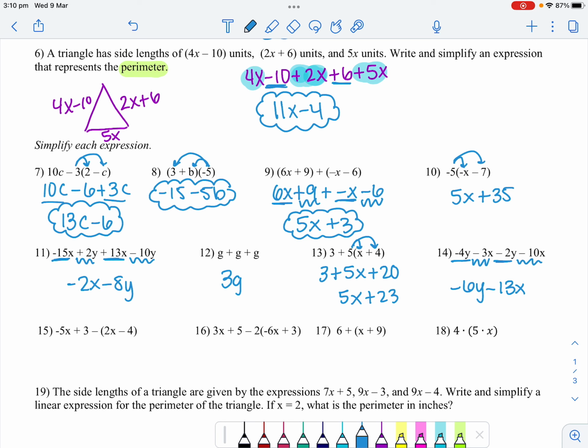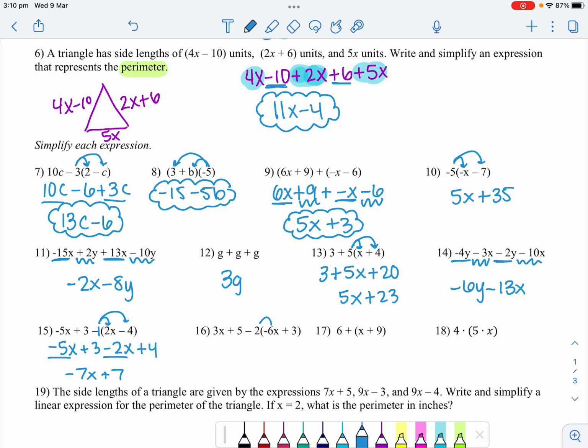Here I'm going to distribute the negative 1. So negative 5x plus 3 minus 2x plus 4. Negative 5 minus 2 is negative 7x. 3 plus 4 is 7.